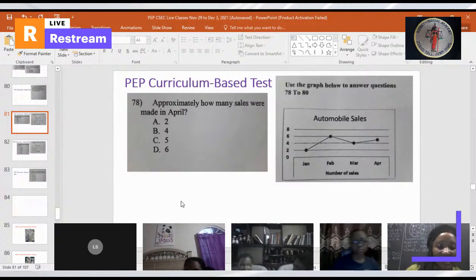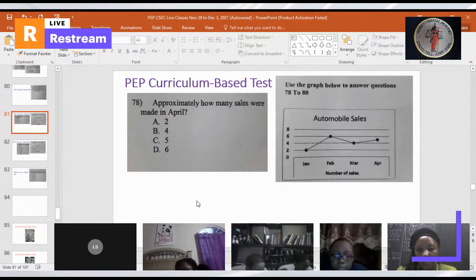Number 78. Approximately how many sales were made in April? So we're to use this graph to answer 78 to 80. Approximately, how many sales were made in April?